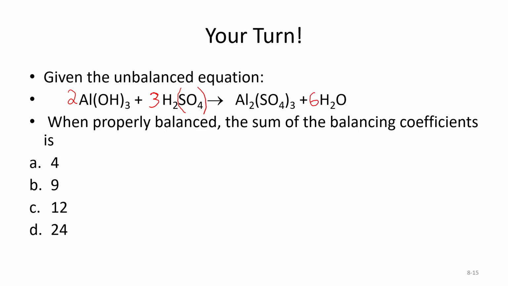Now let's look at the oxygen. I have 3 times 2 oxygen gives me 6 oxygen. I am not touching this oxygen. The reason why I'm not touching this one is, remember, this is a family and we don't break apart families. So we have 6 oxygen on this side, and now we have 6 oxygen on this side. So this is finally balanced.